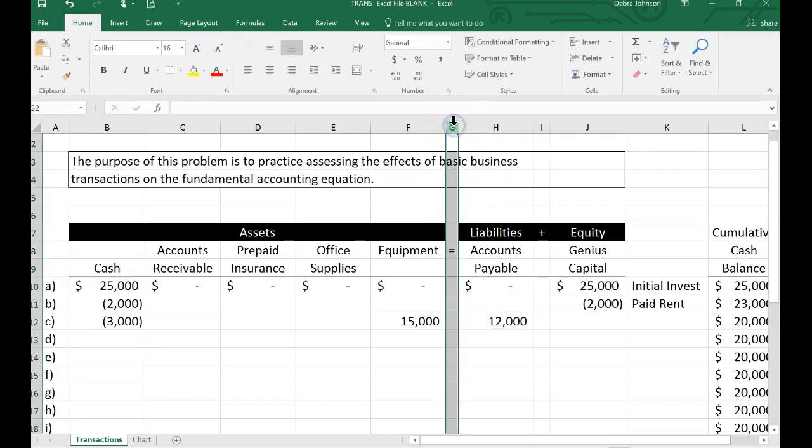Remember, this is an equation. I'm going to put a little dividing line here just to reinforce the concept that the left-hand side has to equal the right-hand side every single time. So on the left for transaction C, we have a net of $12,000, and on the right, we have a net of $12,000.